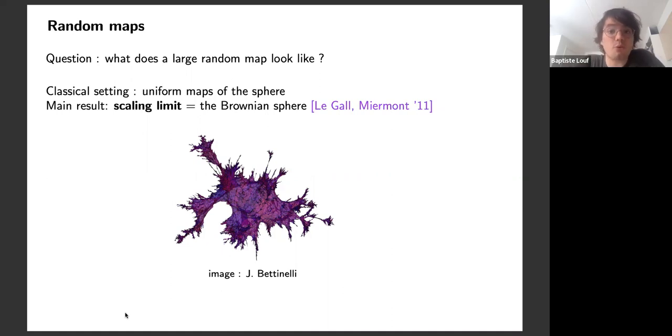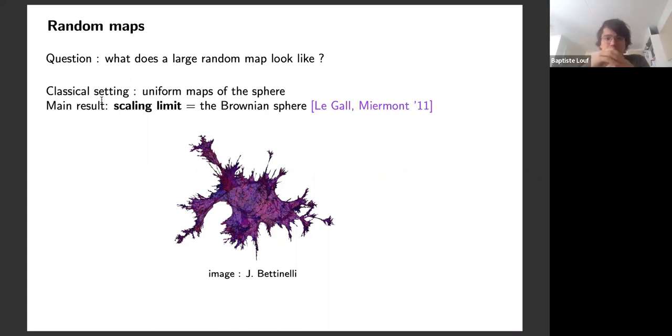There are several underlying questions. So far, most of the work on random maps has been done in the setting of uniform maps of the sphere. The setting is that you take, for instance, triangulations of the sphere, a sphere built only with triangles, and you try to understand what it looks like as the number of triangles goes to infinity. That's what large means.